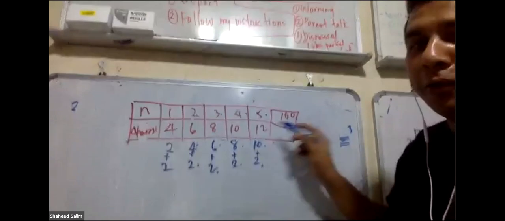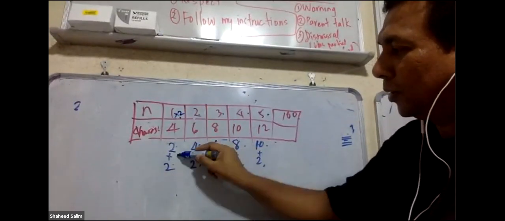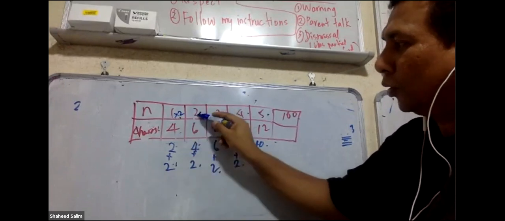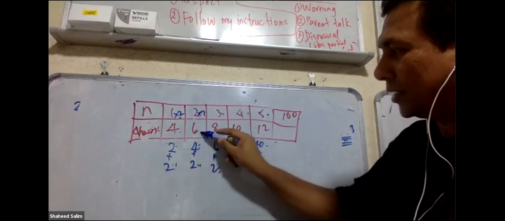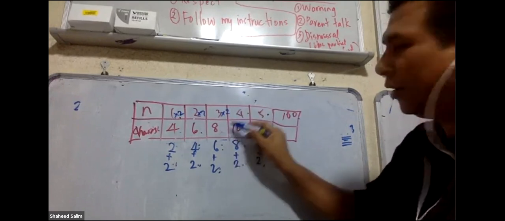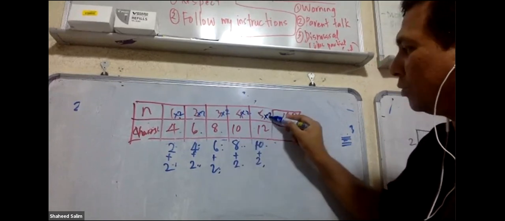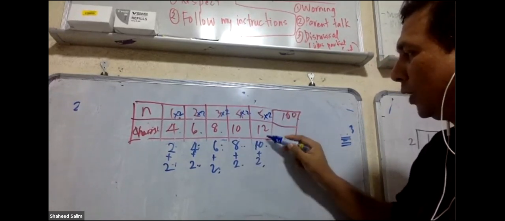No, no, you go and divide. Watch again. 1 times 2, I get 2. 2 plus 2, I get 4. 2 times 2, I get 4. Plus a 2, I get 6. 3 times 2, I get 6. Plus a 2, I get 8. 4 times 2, I get 8. Plus a 2, I get 10. 5 times 2, I get 10. Plus a 2, I get 12.